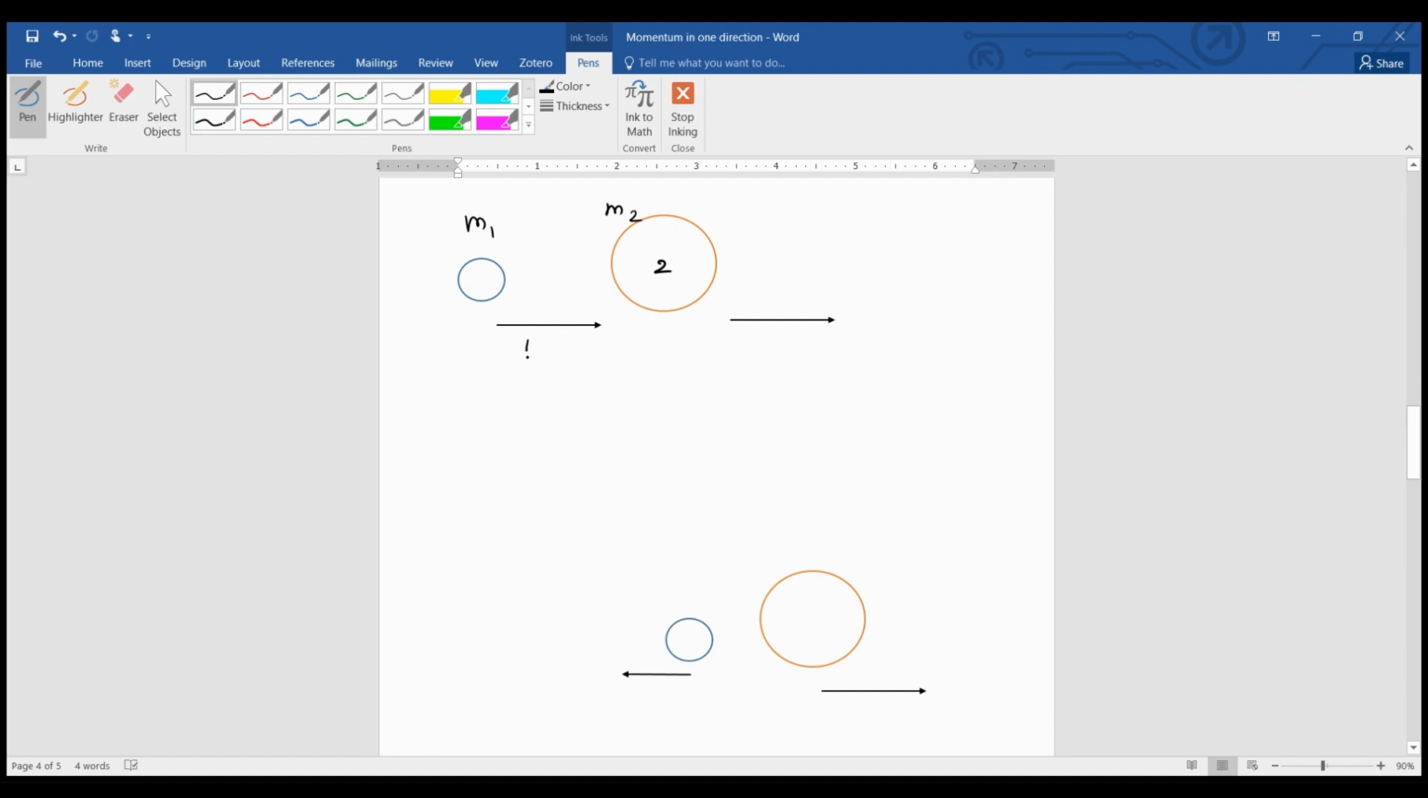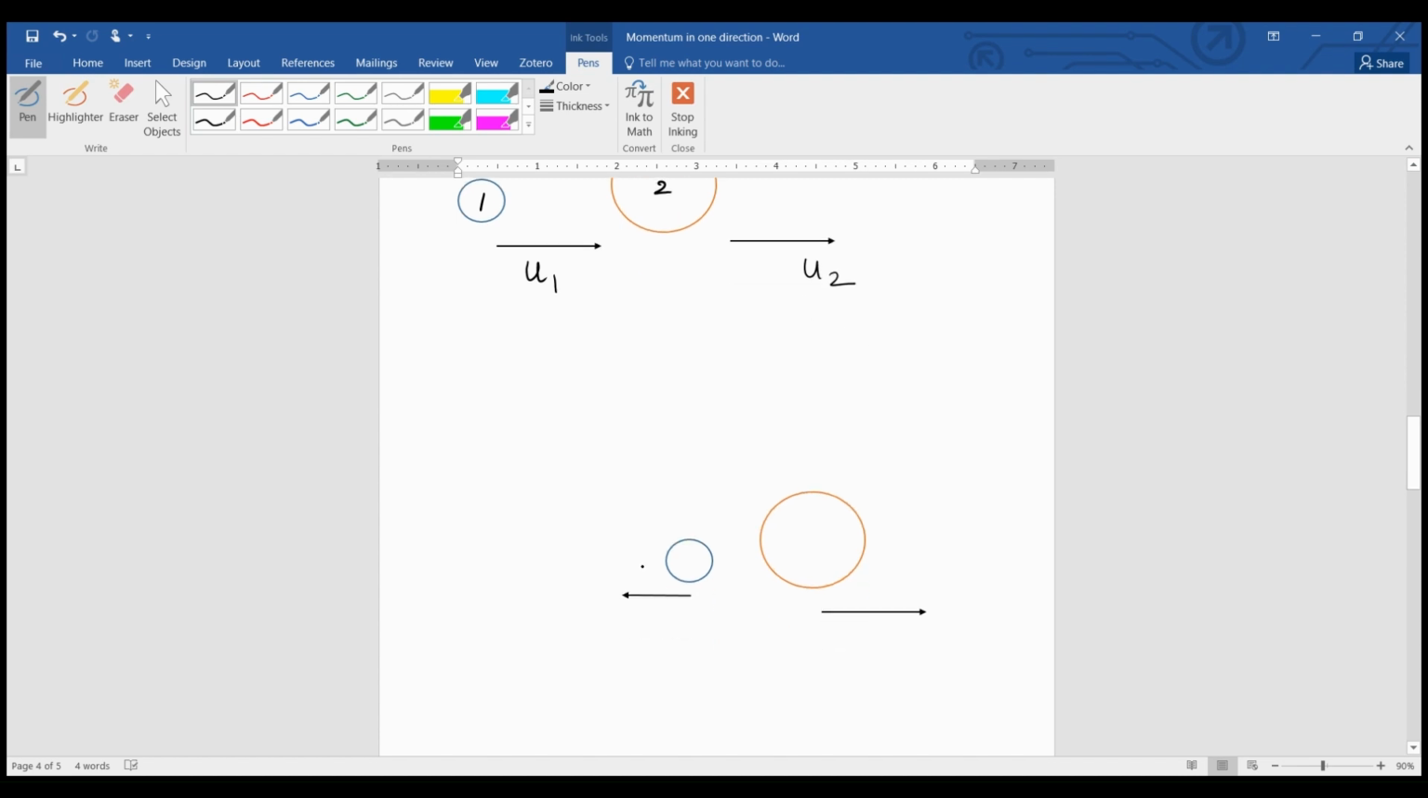Initial velocity, since they are moving to the right, is plus u1, and the initial velocity of object 2, moving to the right, is plus u2. After collision, what do you see here? After collision, you see that object 1 is moving to the left and object 2 is moving to the right.